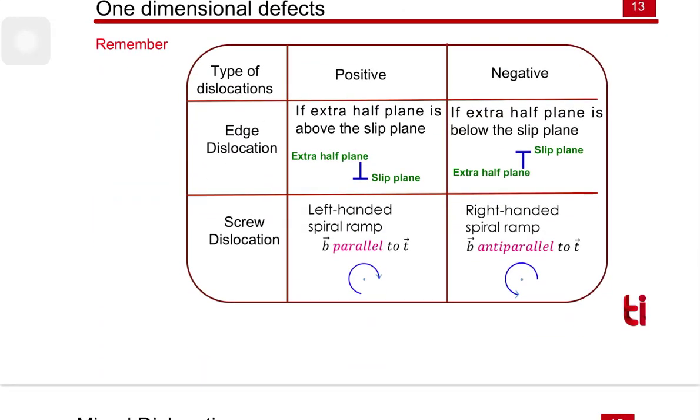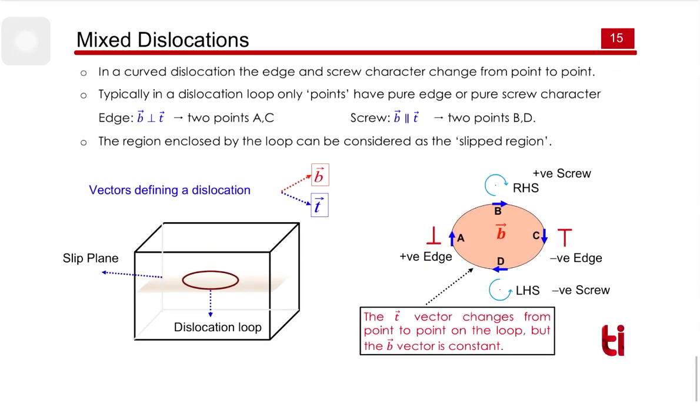Now, in one-dimensional imperfection, there are things to remember. In the edge dislocation, there is an extra half plane. If the extra half plane is above the slip plane, we call it a positive edge dislocation. If the extra half plane is below the slip plane, we call it a negative edge dislocation. The same is with the screw dislocation. And here the Burgers vector is perpendicular to the dislocation line. Here the Burgers vector is parallel to the dislocation line.